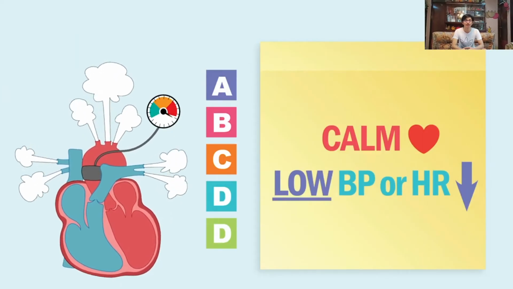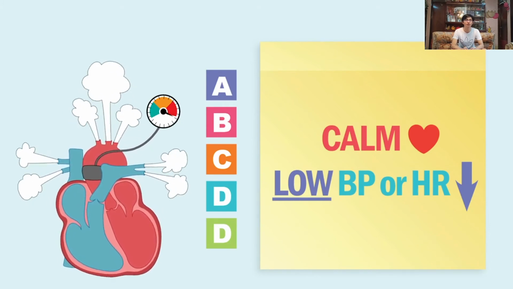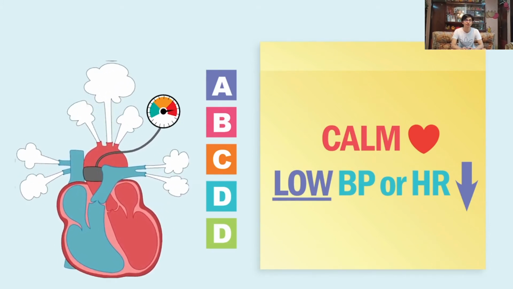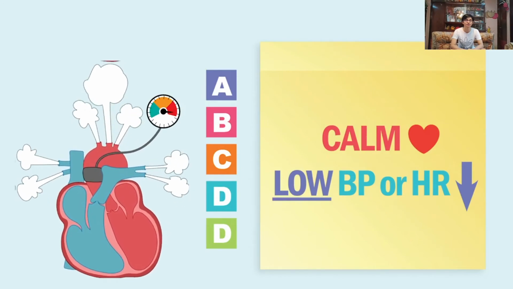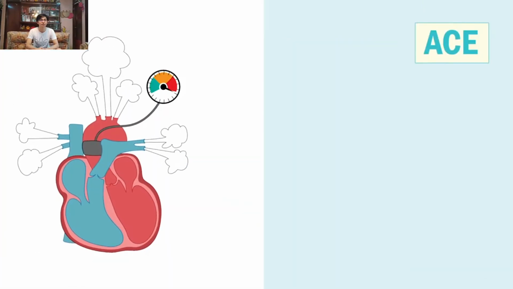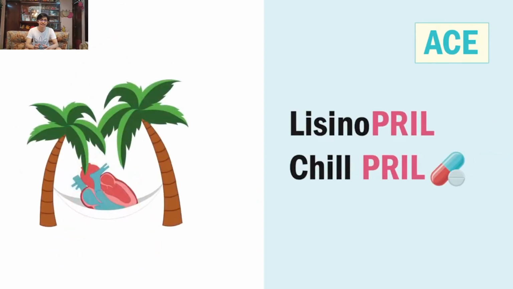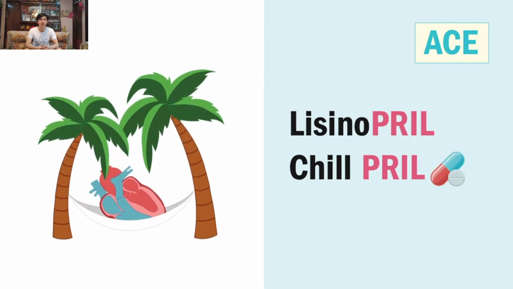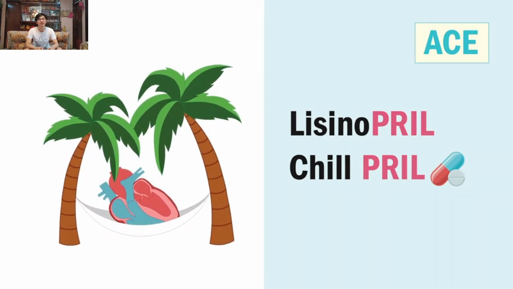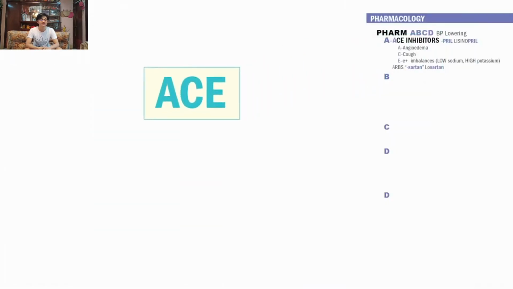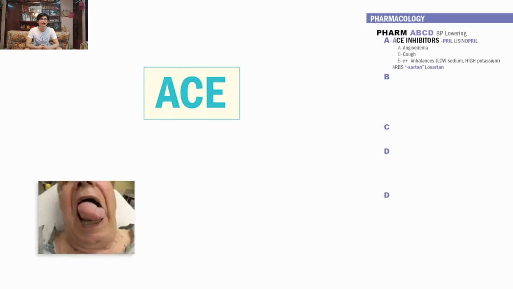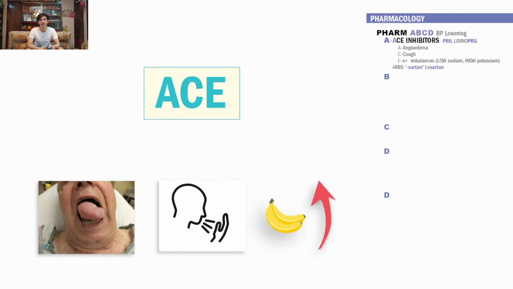The main goal of medical treatment is to calm the heart and lower the blood pressure or heart rate. An acronym ABCDD can be used for this. A stands for ACE inhibitor that lowers the blood pressure. The drugs under this end with pril. Just remember that these are chill pril of the heart. The main side effects of this are ACE. That stands for angioedema, manifested by swollen red tongue, C for cough, and E is for electrolyte imbalances, low sodium and high potassium.